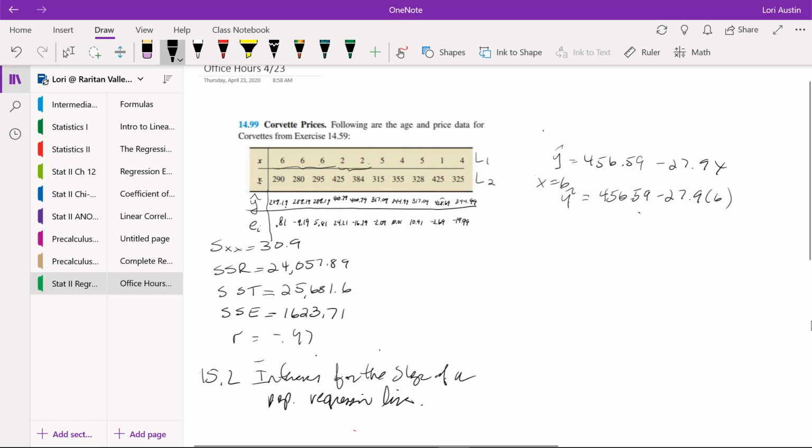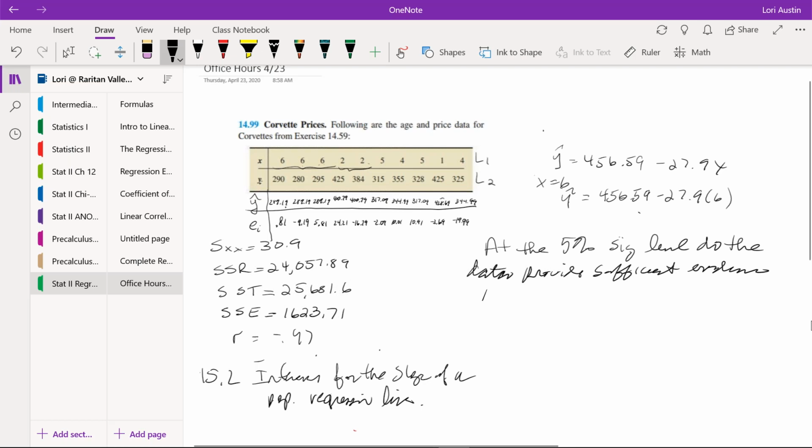And the idea here is, and this is the question that you will be asked, at the, let's do 5% significance level: do the data provide sufficient evidence that the age of a Corvette is useful as a linear predictor for its price?